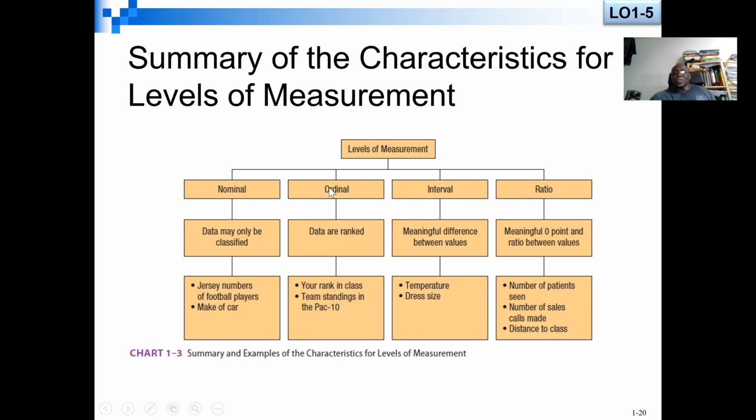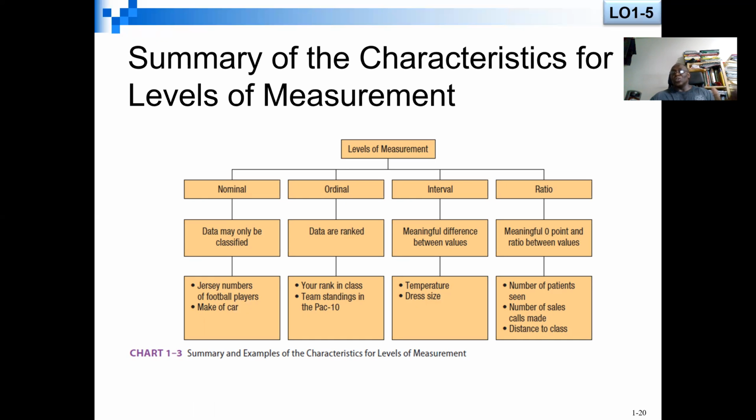So this is the summarization of the level of measurement. We have four types: nominal, ordinal, interval, and ratio. For nominal, the data may only be classified or counted. The examples they gave here are the make of a car, or jersey numbers of football players. I can't find the average of the jersey numbers of football players. I can only count them.